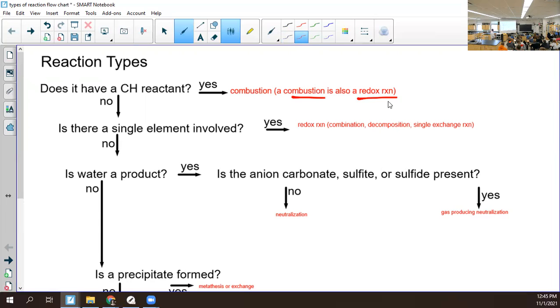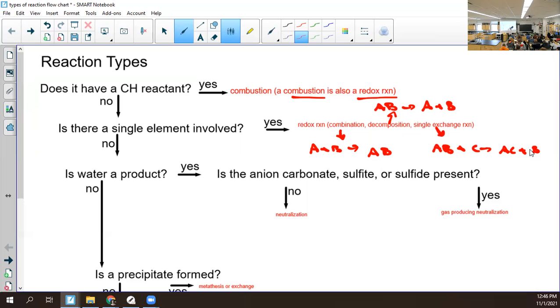All right, the second question. If the answer was no to having a CH, then you'd say, all right, is there a single element involved? And if the answer is yes, it's a redox reaction. And there's three types of those. A combination. Combination is like A plus B goes to AB. Decomposition, that's where AB would go to A plus B. Or single replacement or displacement. That's AB plus C goes to AC plus B. So those are your three types.